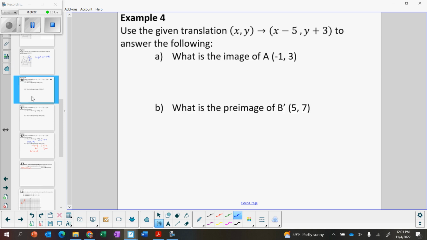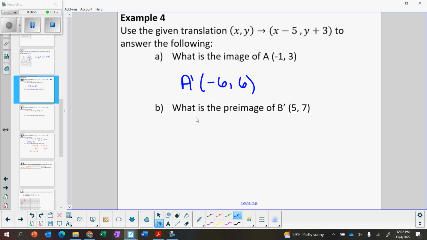So now we're going to look at this strictly algebraically, and it says use the given translation to answer the following. What is the image of A if A is (-1, 3)? So we're looking for A prime, which means we're looking for the result after I've taken 5 away. So negative 1 minus 5 is negative 6. And after I've added 3 to y, 3 plus 3 is 6.